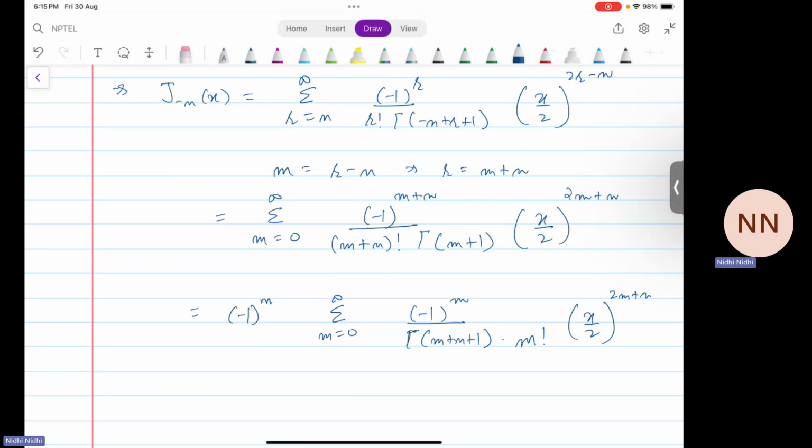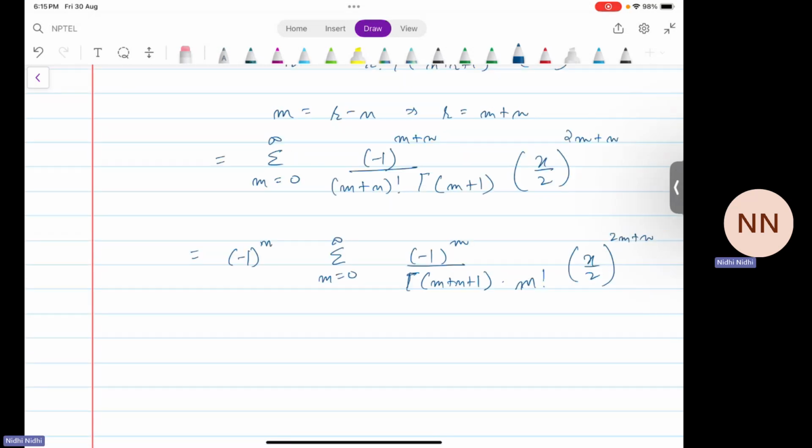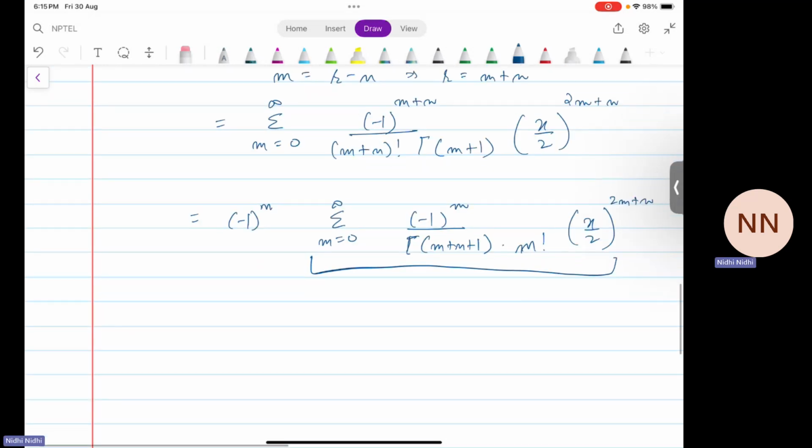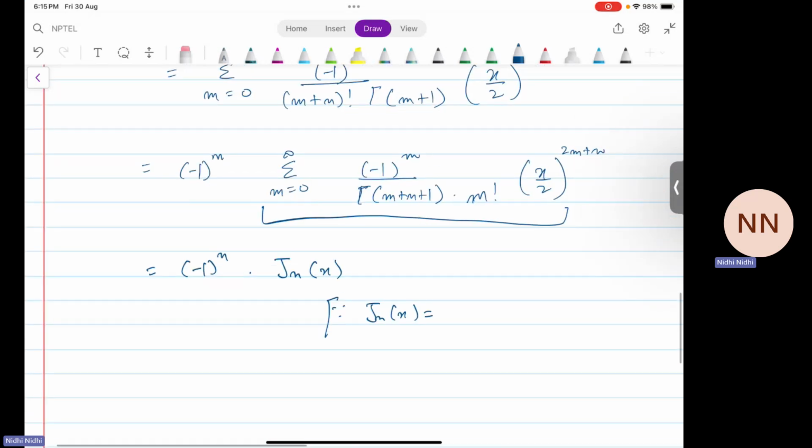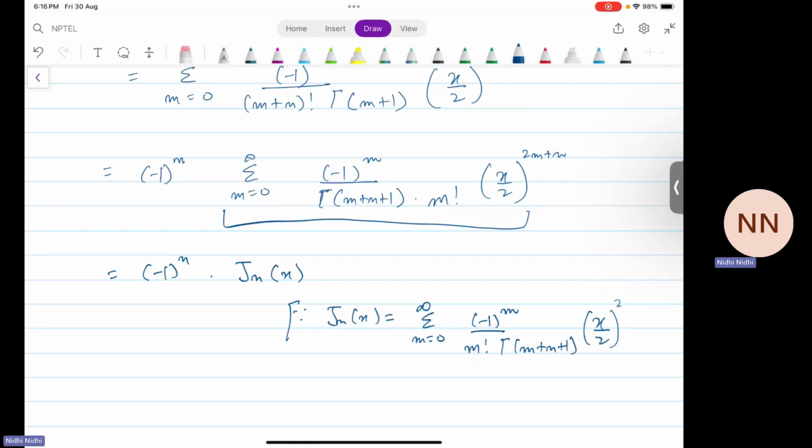2m plus n. Now this is the definition for Jn. This is minus 1 to the power n Jn(x), because what was Jn(x)? Jn(x) was, if instead of r we write m, from 0 to infinity, minus 1 to the power m, factorial gamma m plus n plus 1, x by 2, 2m plus n.